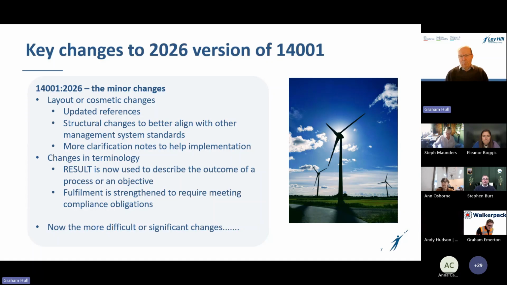Some of the notes that help with implementation have been improved. There's terminology in there that people sometimes get tied in knots with, and they've tried to clarify a lot of those things and make them more useful to people when they actually implement this. The word result was always something that was a little bit confusing to people, but it's now very specific. It's going to be used to describe the outcome of a process or an objective. So it is actually, what are you achieving? It's not some of the other things around measurement on the way to it. The result is what are you achieving?